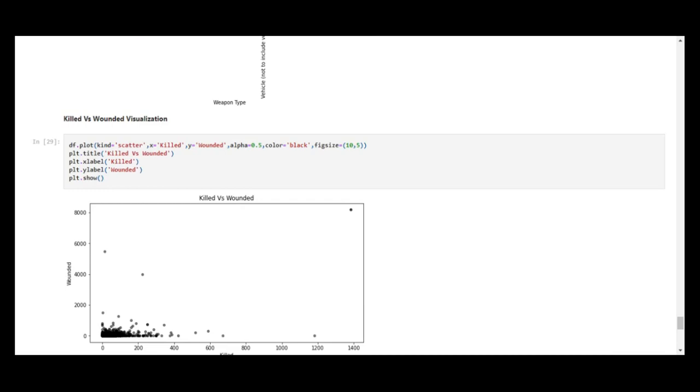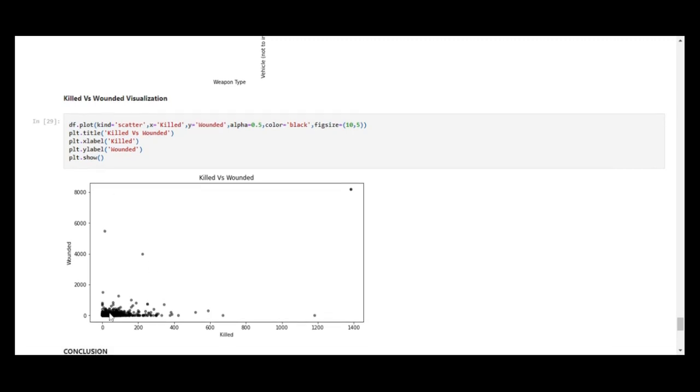Then, as the last part of this project, I have plotted a scatter plot for the killed and wounded people with the title Killed versus Wounded Visualization. And from this visualization, I have observed that the larger number of people who were killed and wounded lay in the range 300 to 1000, and the highest number of people who were killed and wounded were 1400 and 8000 respectively.